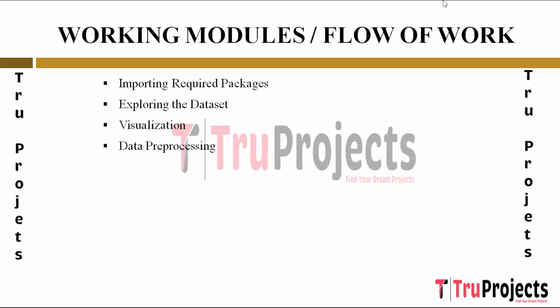The next step is data pre-processing. So, data pre-processing involves tasks such as encoding categorical variables, handling missing values, and scaling features. Here, we use LabelBinarizer to encode categorical target variables into binary format, ensuring compatibility with machine learning algorithms.